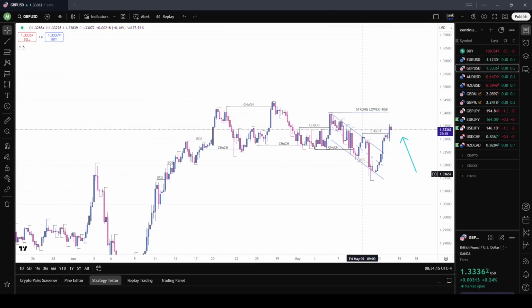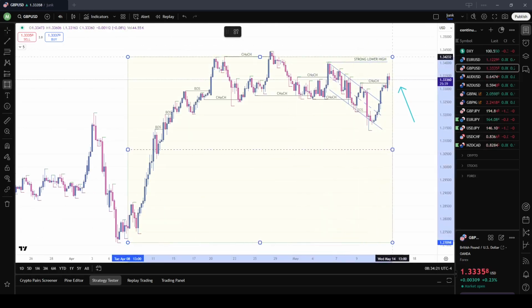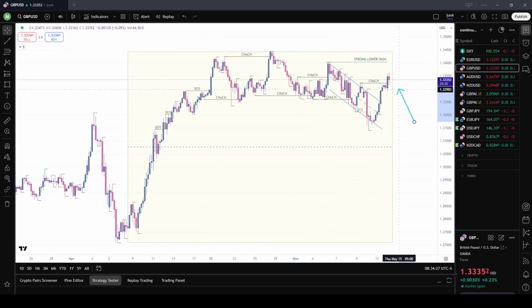GBP USD. Let's go and map out the current overall range. So this is just the overall range. But as you can see, this is the lower high from this high. It caused the break in structure. So this started to retrace back down.